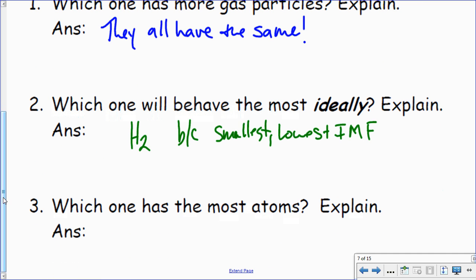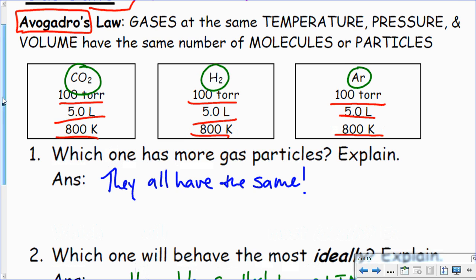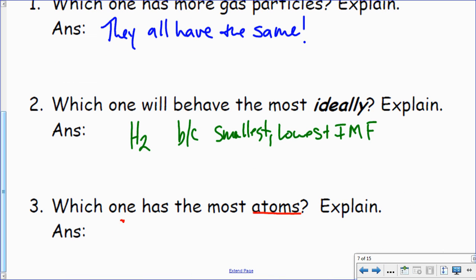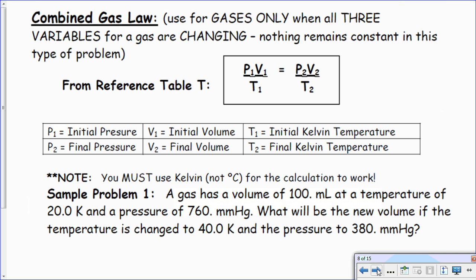Last question here. Which one has the most atoms? Now this is a cool question because you have to look back to the formulas. CO2 has 3 atoms, H2 has 2 atoms, and Ar has 1 atom. So which one of these has the most atoms? CO2, because there is 1 carbon and 2 oxygen. The others have fewer atoms. So that's a paying attention to details type question.